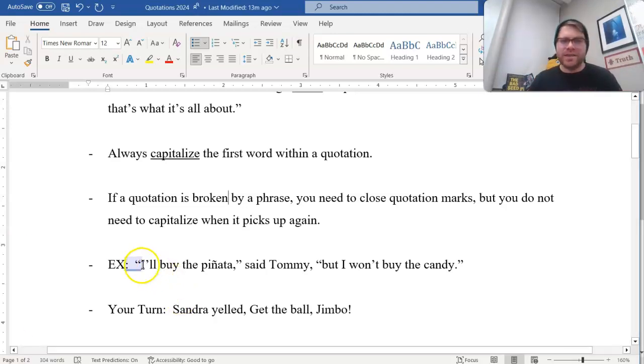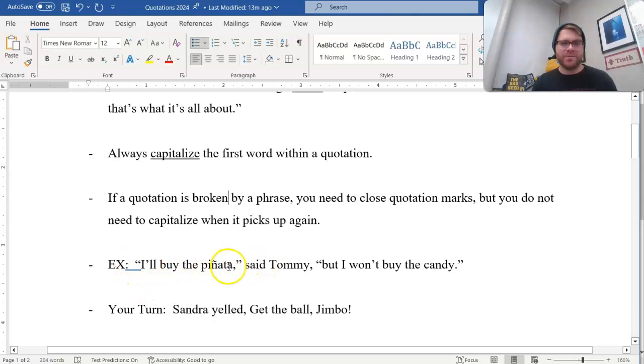So this is in your notes, but I'll walk through it on screen as well. So we got Tommy here, and he says, "I'll buy the piñata, but I won't buy the candy." So notice that the whole quote is "I'll buy the piñata, but I won't buy the candy." But the writer decided to get creative and break that quote in half with "said Tommy." Writers are allowed to do that. You are allowed to do that. But notice that we do need two sets of quotation marks.